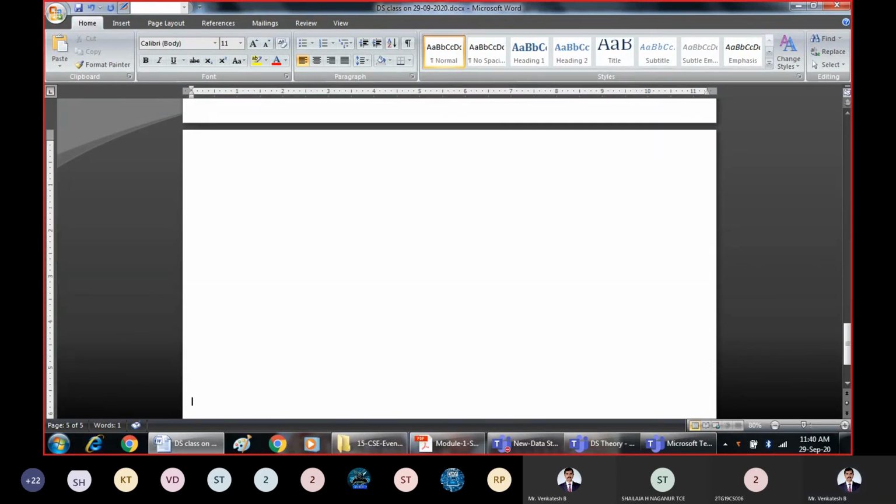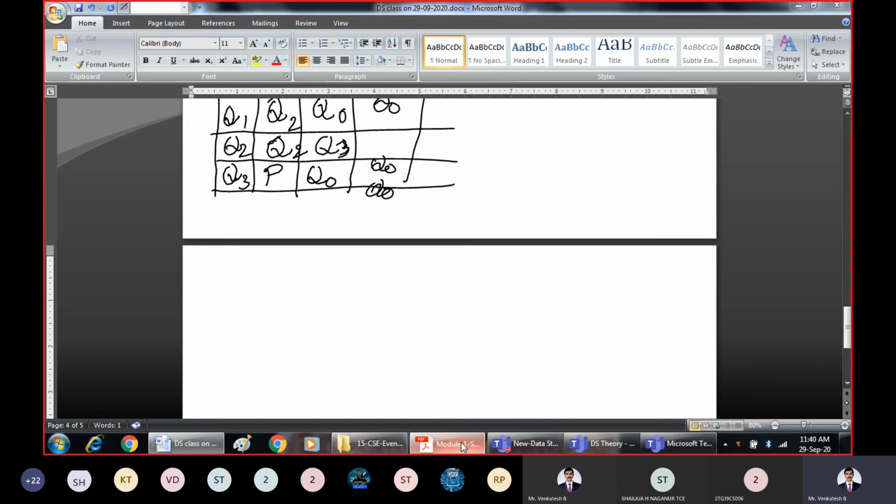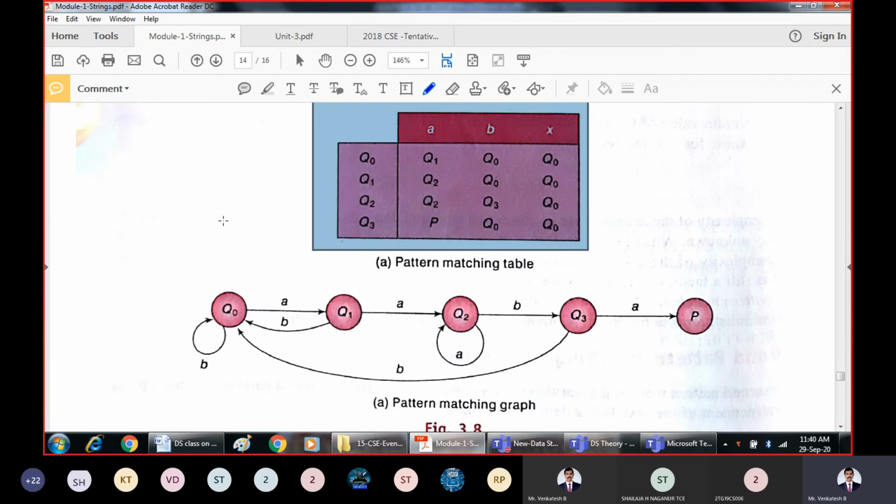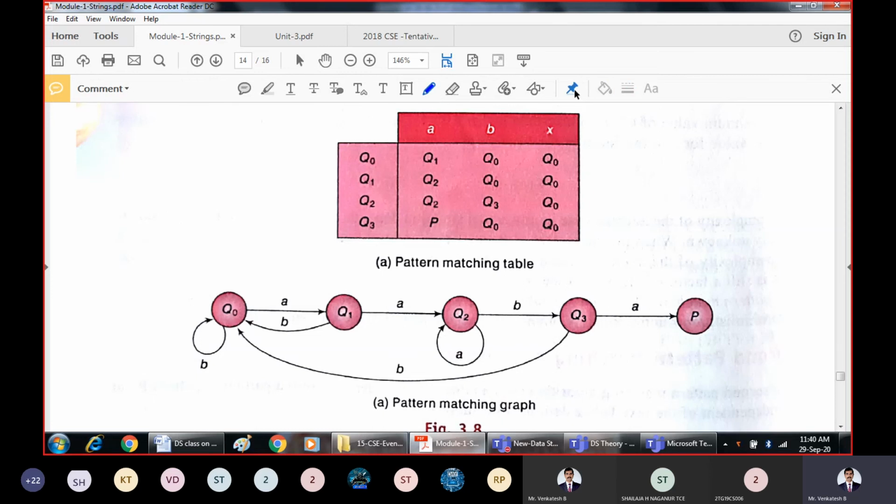So for this table, we can write the states also, that is the pattern matching graph. So this is called the pattern matching graph. I'll try to explain this pattern matching graph here itself. Based on this table only it is written. These are the different states: Q0, Q1, Q2, Q3, and P.